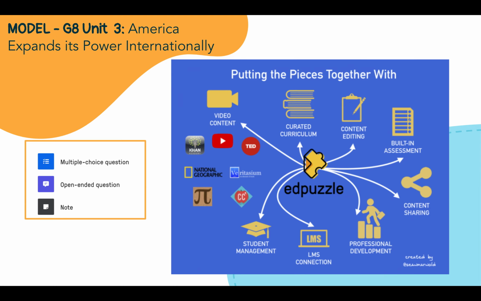In Unit 3 of the 8th grade curriculum in Passport to Social Studies titled America Expands Its Power Internationally, students are tasked with demonstrating their knowledge of how America was able to expand their political power around the world. And you are able to put these pieces together along with the students with EdPuzzle.